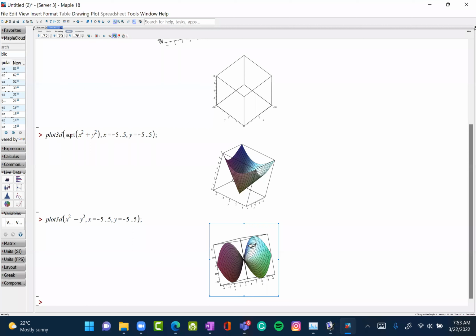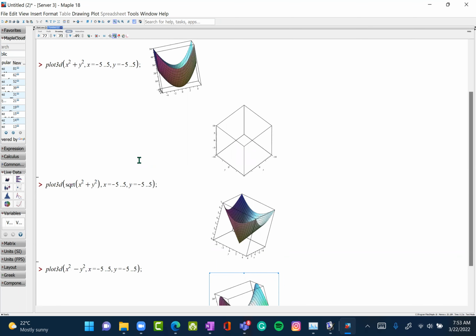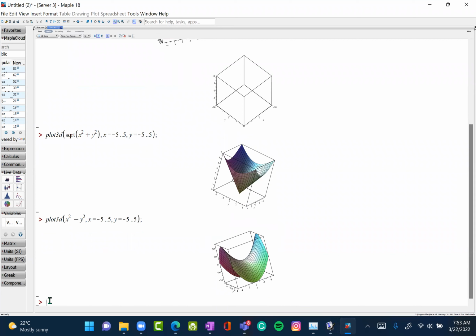This is part of what you call paraboloids. Sorry, hyperboloids. So hyperboloids. This is called paraboloids, and it is a cone. Okay, and what else? And this is 3D.